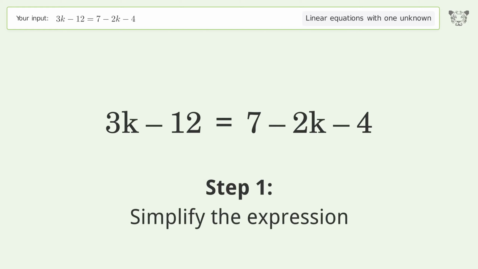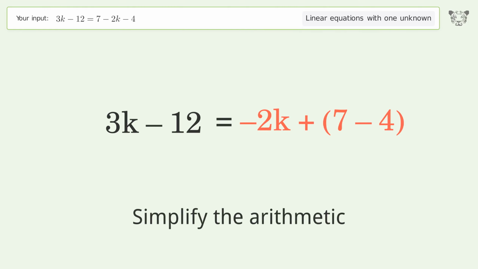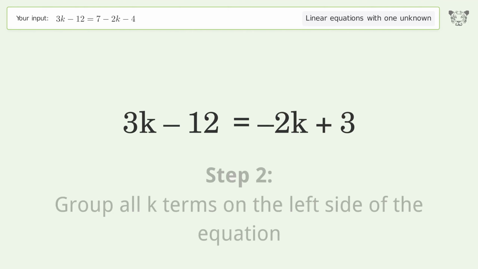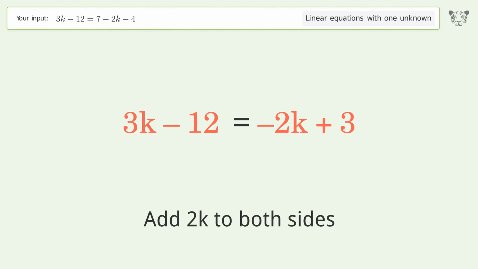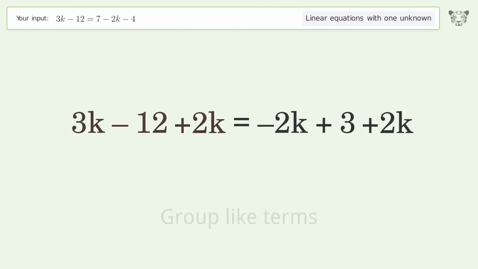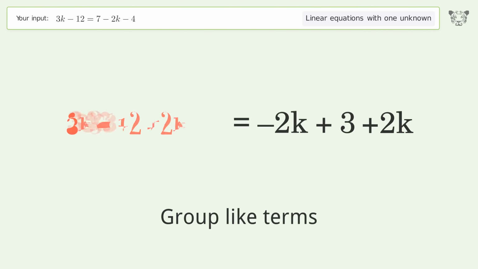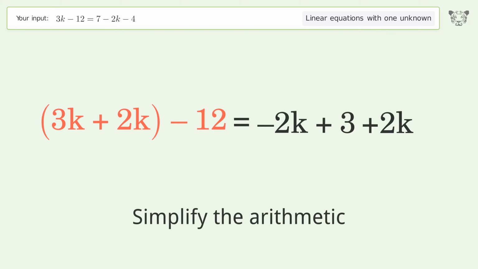Simplify the expression. Group like terms. Simplify the arithmetic. Group all k terms on the left side of the equation. Add 2k to both sides. Group like terms. Simplify the arithmetic.